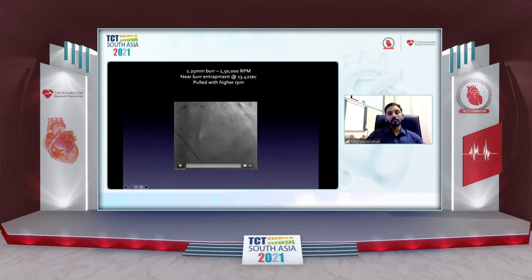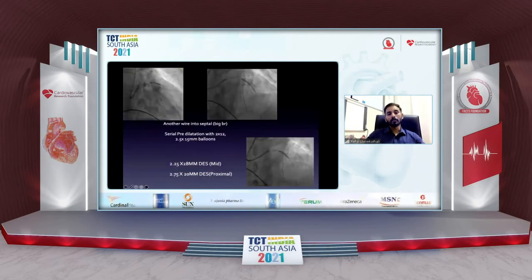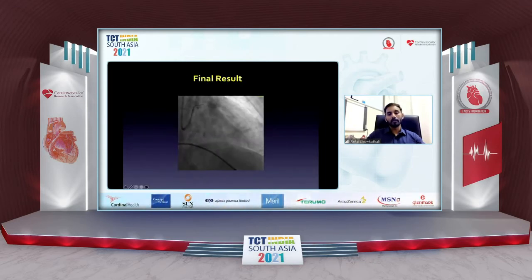And this is the rotablation done through the Guidezilla, right radial access in a 7 French sheath. This is a 1.25 millimeter burr. It's a heavily calcified vessel at this segment, and I nearly got caught with entrapment, but then I had to pull it just gently with a higher rotating speed as such. So this is a highly complex rotablation. They still managed to get through the right radial access, and this is the last result of that.